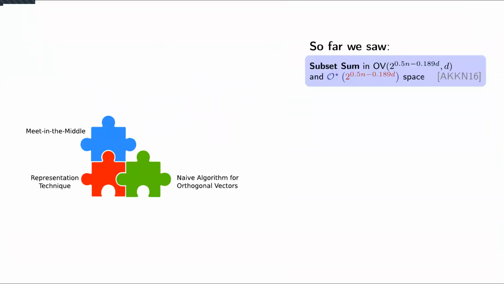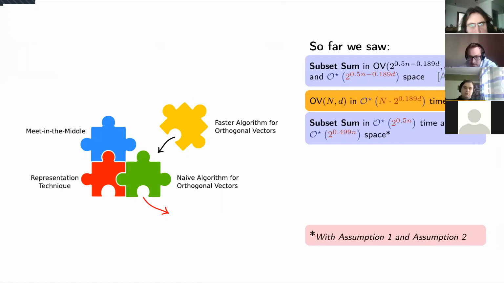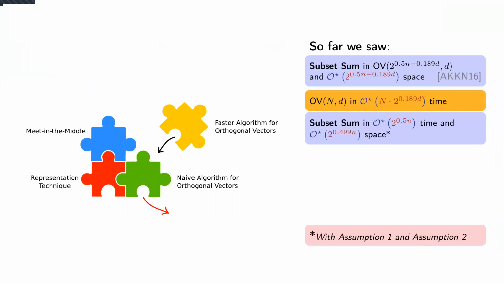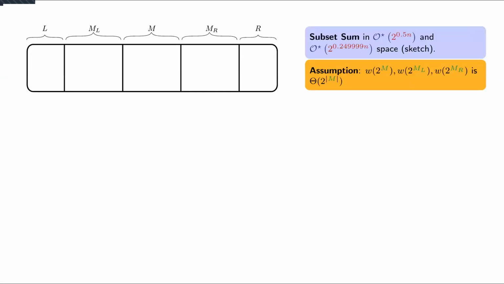So far we saw this reduction. I showed you this orthogonal vectors algorithm that works by applying this framework of meet in the middle, and it gives you 2 to the n half time and 2 to the 0.24999n space with assumption 1 and assumption 2. I want to point out that breaching these assumptions is a highly technical task. Next, I want to tell you how you can combine Schroeppel and Shamir with the representation technique and what the technical difficulties there are.